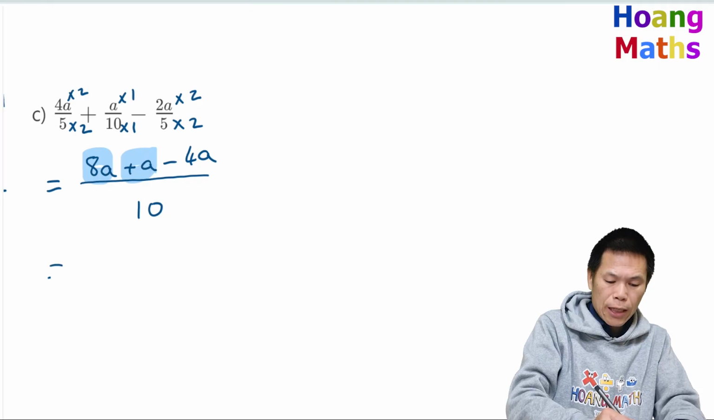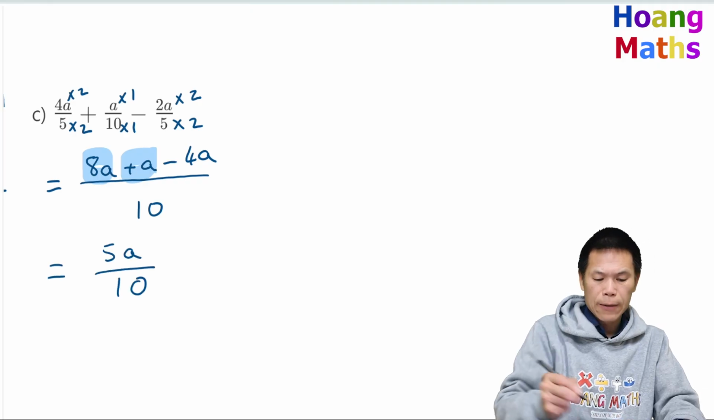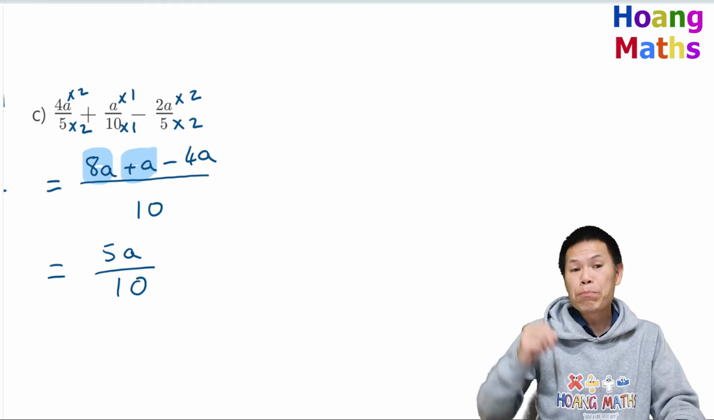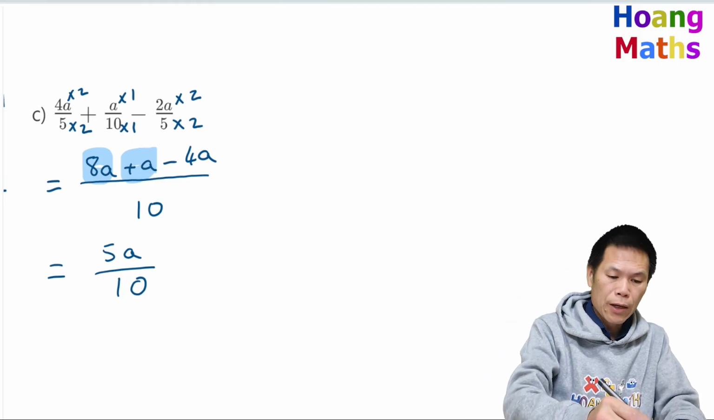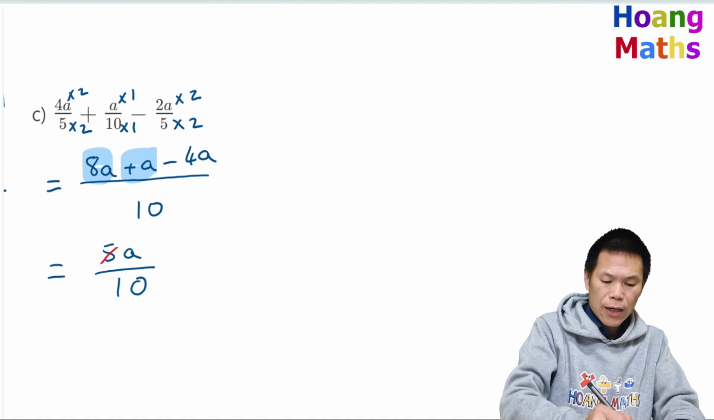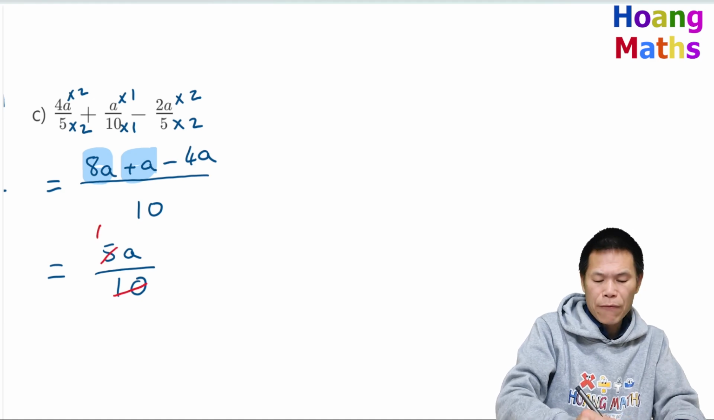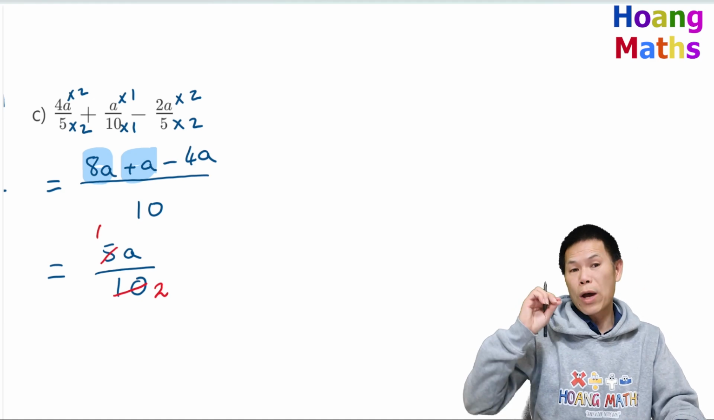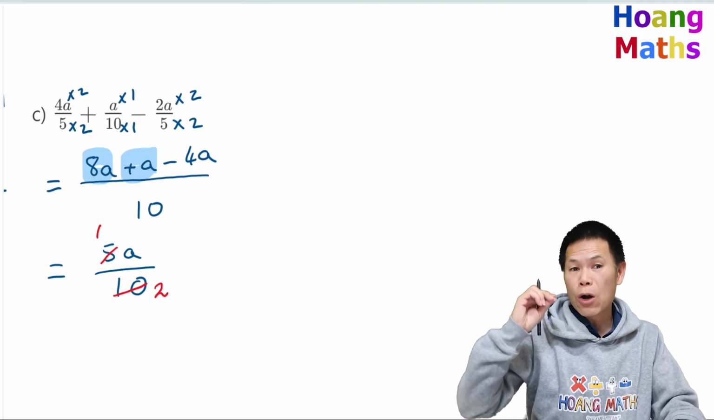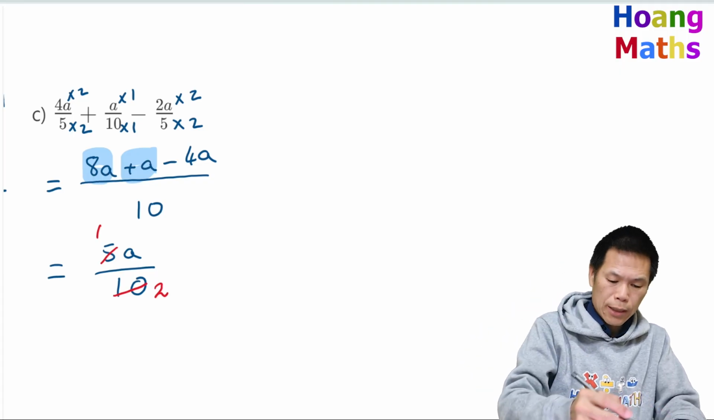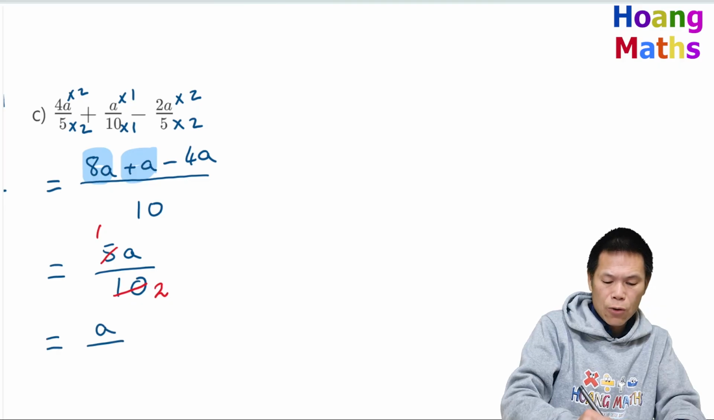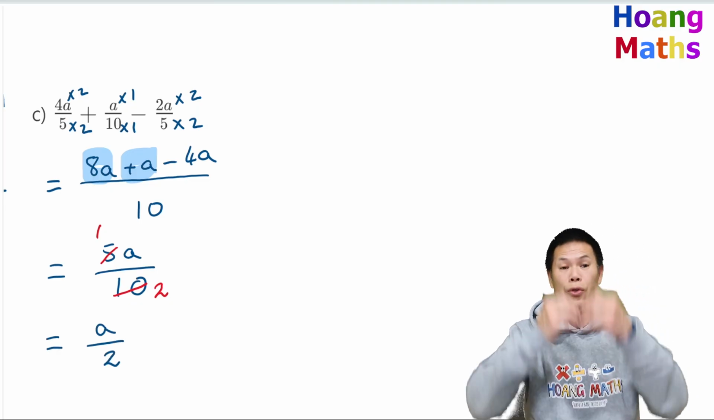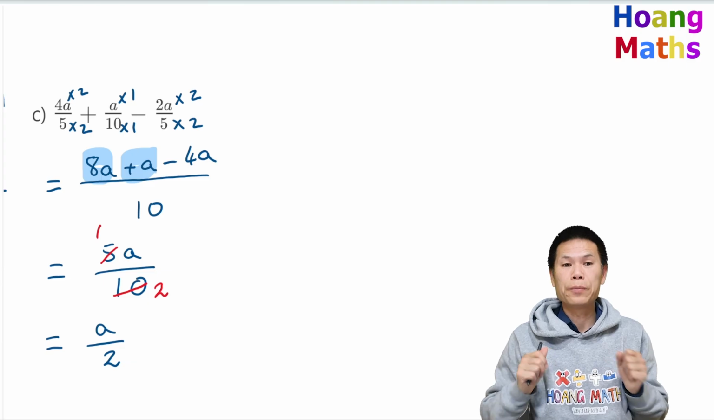So the answer is equal to 5a over 10. But then 5 and 10 can both be simplified further by dividing both by 5. So 5 divided by 5 is 1. 10 divided by 5 is 2. So 1 times a is a. So a over 2. So the answer is equal to a over 2. So there you go.